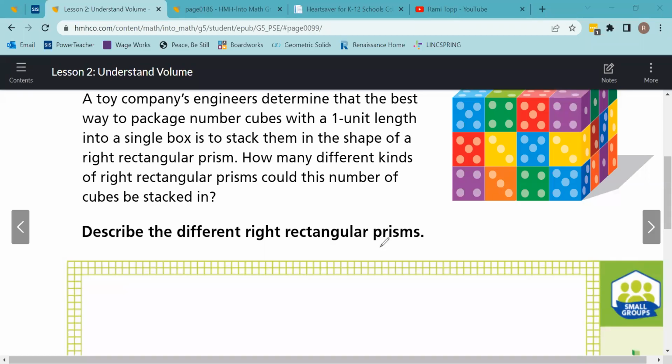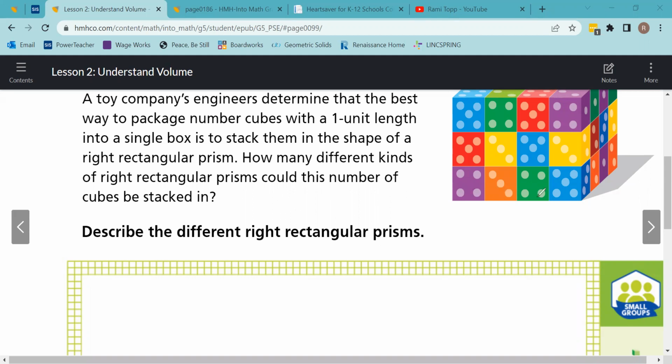A toy company's engineers determined that the best way to package number cubes with a 1 unit length into a single box is to stack them in the shape of a right rectangular prism. So what they mean by right rectangular prism is like a normal three-dimensional shape, like a box. How many different kinds of right rectangular prisms could this number of cubes be stacked in? We have lots and lots of options.